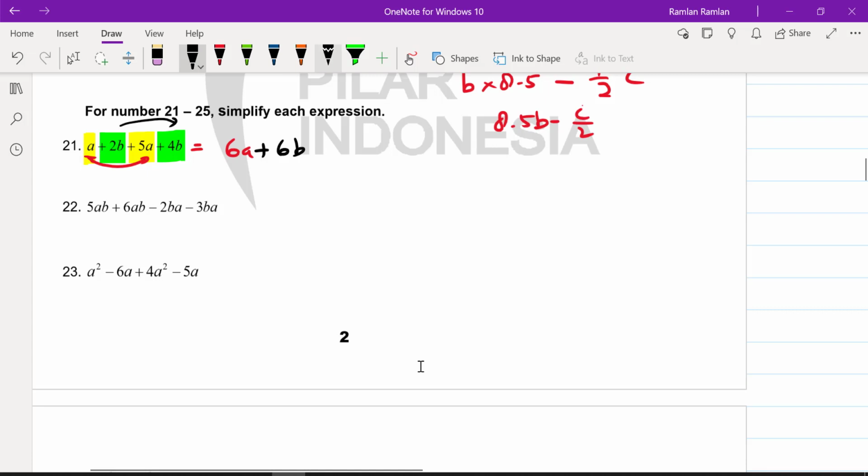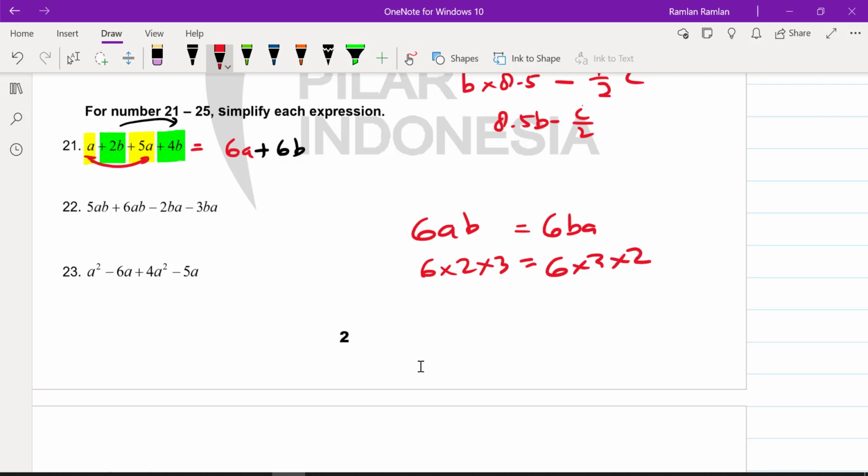Okay, so the next one is this one here, 5ab plus 6ab minus 2aba minus 3ba. So you might think, okay, this guy is like term with this guy, but it's not like term with this guy. But actually, all of them are like terms. So remember, if I have right now 6ab, it's the same thing as 6ba. It's the same like 6 times 2 times 3. It's the same thing like 6 times 3 times 2, right? I can just swap them like this. So it is actually the same. But I'm going to write down everything now with ab.